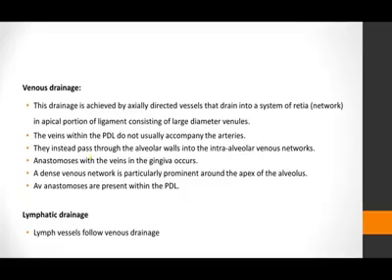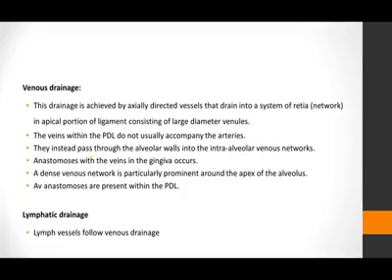The veins within the PDL do not usually accompany the arteries. Instead, they pass through the alveolar walls into the intra-alveolar venous networks where they drain, and anastomosis with the veins within the gingiva also occurs when they penetrate into the alveolus walls. A dense venous network is particularly important around the apex of the alveolus. So around the apical region of the socket, a dense network is present.